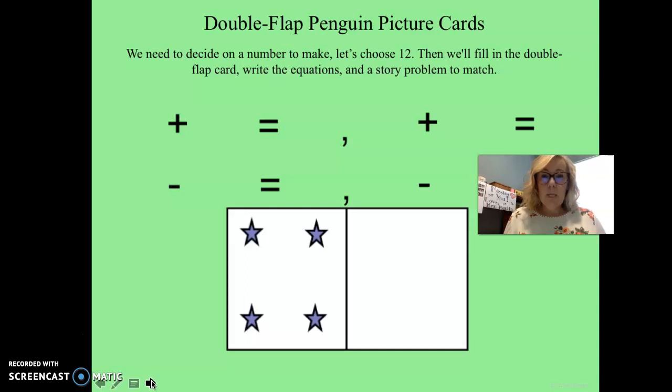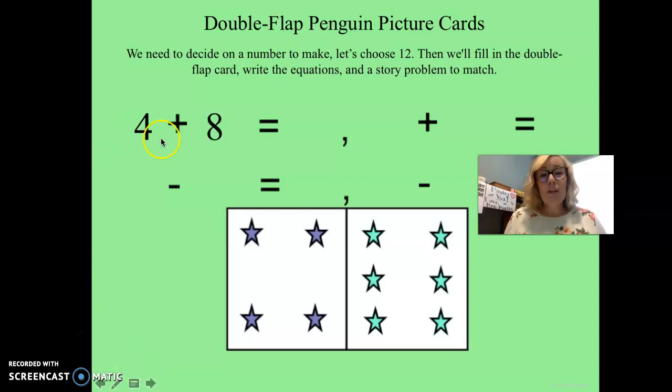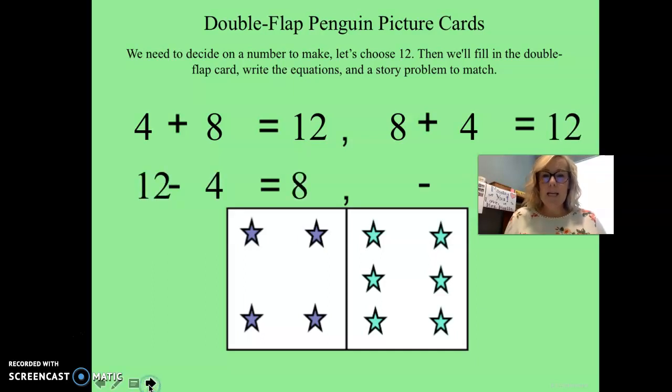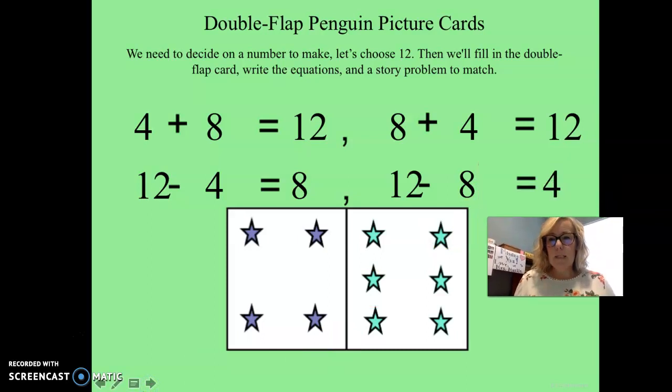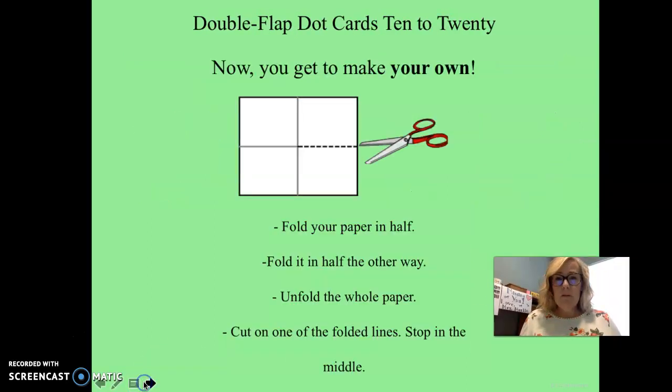4 stars plus 6 stars equals only 10. There's an error here somewhere. 4 plus 8. So the equations are making 12. The picture is only showing 10. Please ignore the picture. 4 plus 8 equals 12. 8 plus 4 equals 12. 12 minus 4 equals 8. 12 minus 8 equals 4. Again, my head's in the way. Sorry about the confusion there.